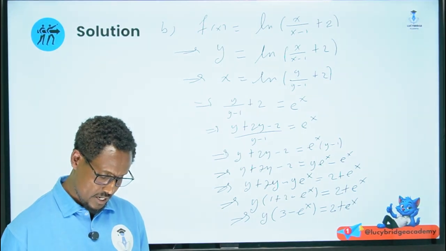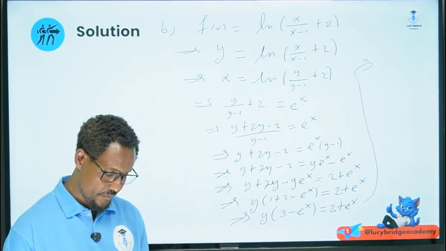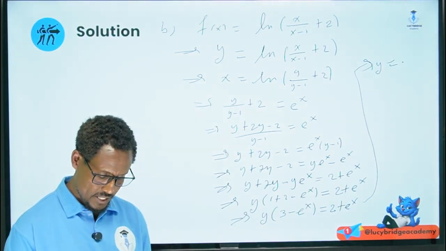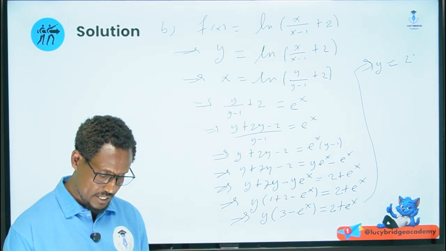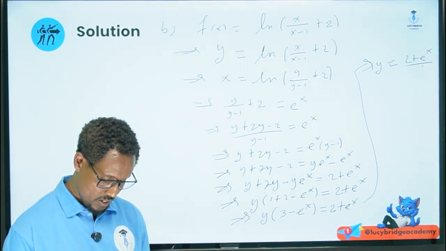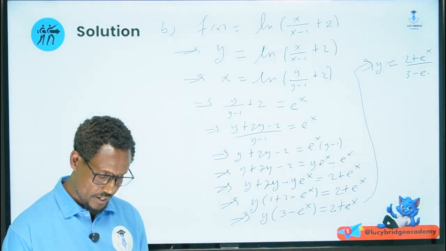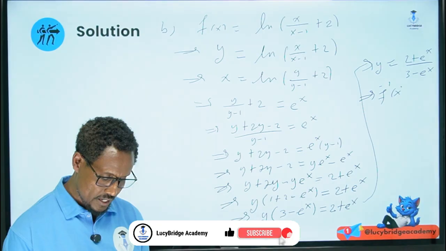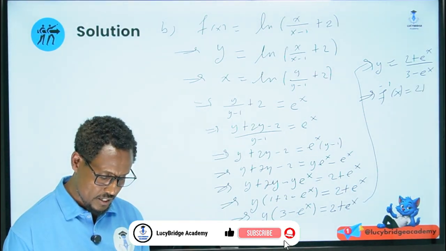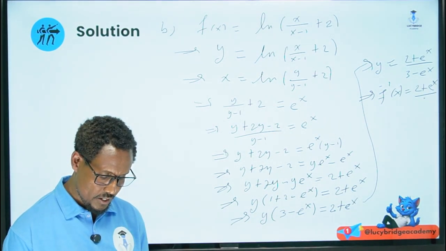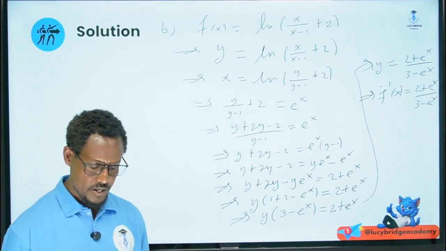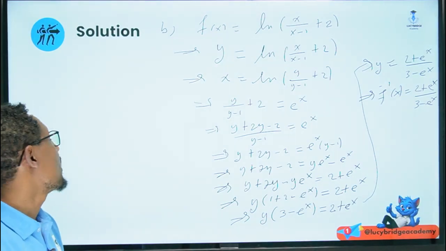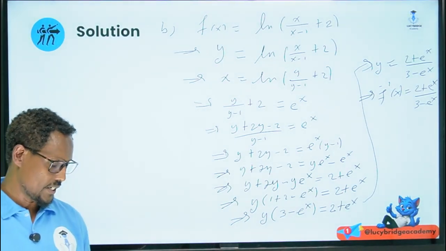Right, now dividing both sides by 3 minus e the power of x, y is 2 plus e the power of x over 3 minus e the power of x. This means f inverse of x, the inverse of f, is 2 plus e the power of x over 3 minus e the power of x. That's it. So this is the inverse of the first function. Good.